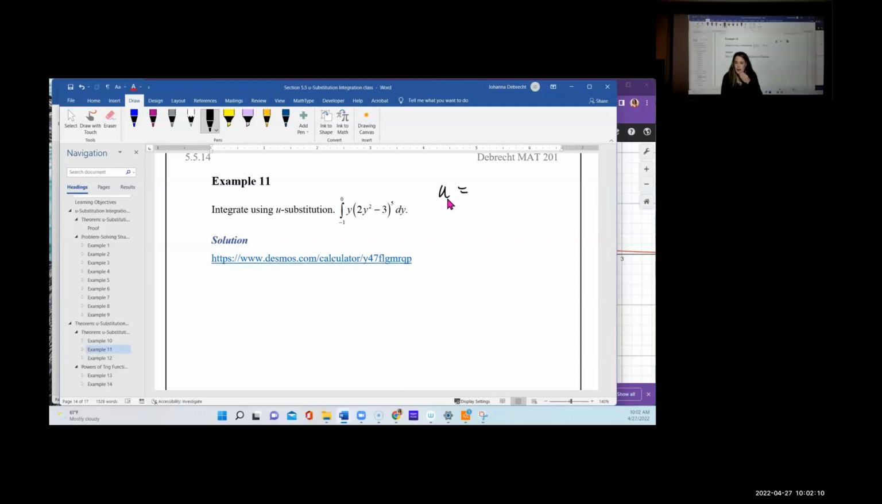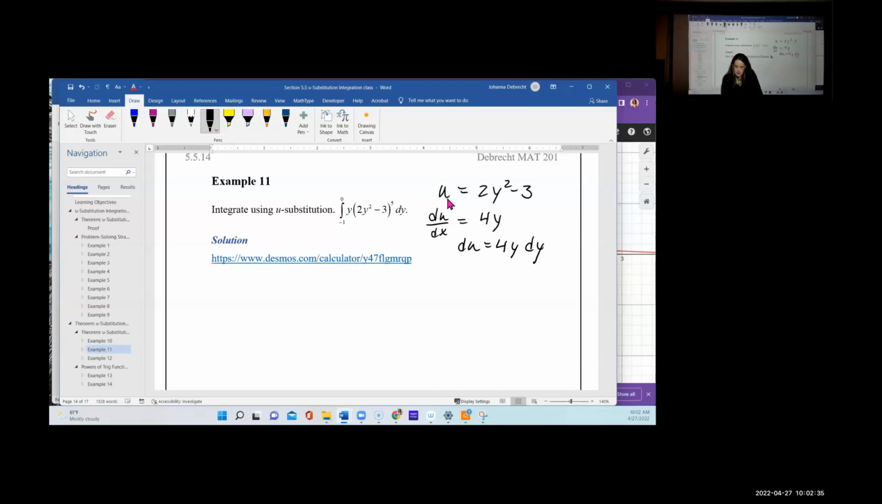Let's hear from Roz or Jay. I haven't heard from Roz or Jay yet today. What's u? 2y squared minus 3. Excellent. 2y squared minus 3. And then we can find du dx. And if you can do that at the same time, go for it. So that's 4y. So du equals 4y dy.